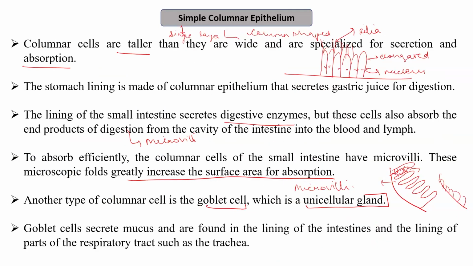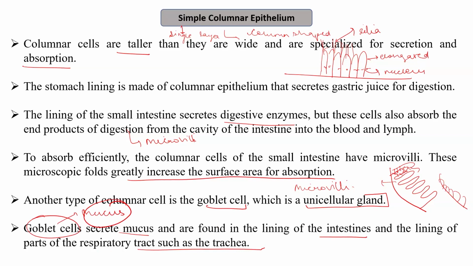So goblet cells secrete mucus, and they are found in the lining of the intestine and the lining of the respiratory tract, such as the trachea. So in the trachea and in the intestine, goblet cells are found. What is the function of goblet cells? The function of goblet cells is to secrete the mucus on the inner lining of the tissues, for example, in the lining of the intestine or in the respiratory tract, for example, the trachea. What is the function of mucus?